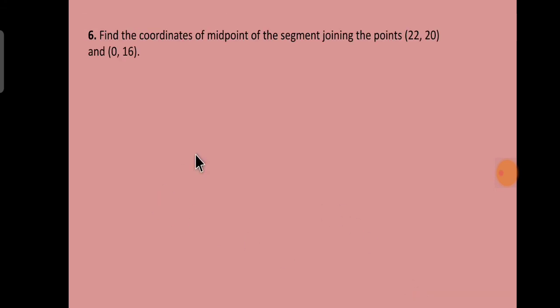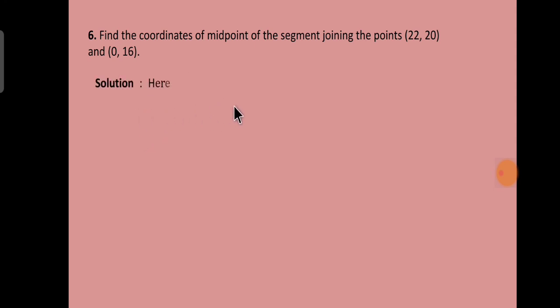Now last question. Find the coordinates of the midpoint of the segment joining the points 22 comma 20 and 0 comma 16. Here we have given the segment and their midpoint. Here the coordinates of the segment are given and we have to find out the coordinates of its midpoint.